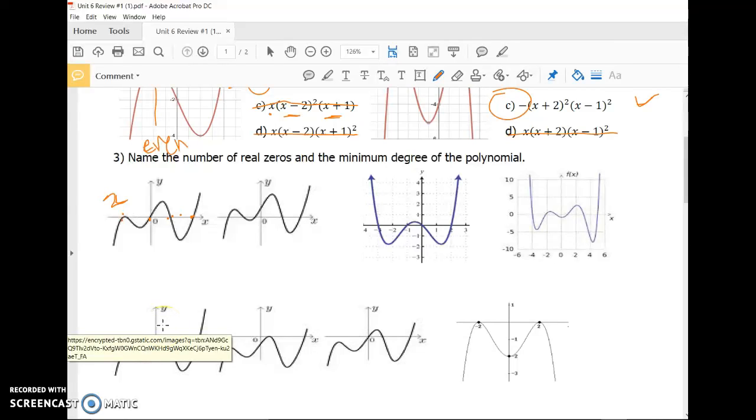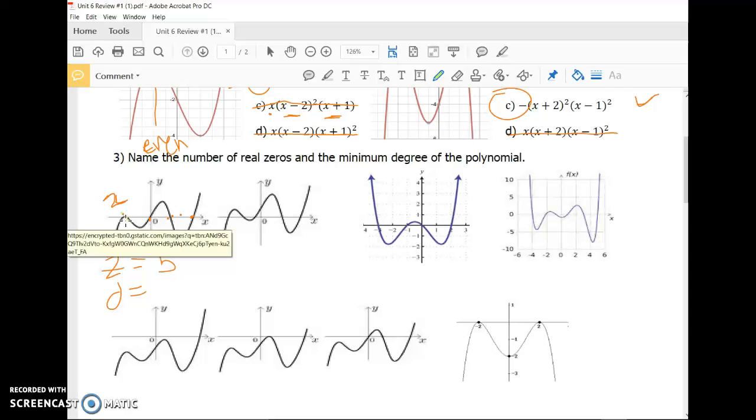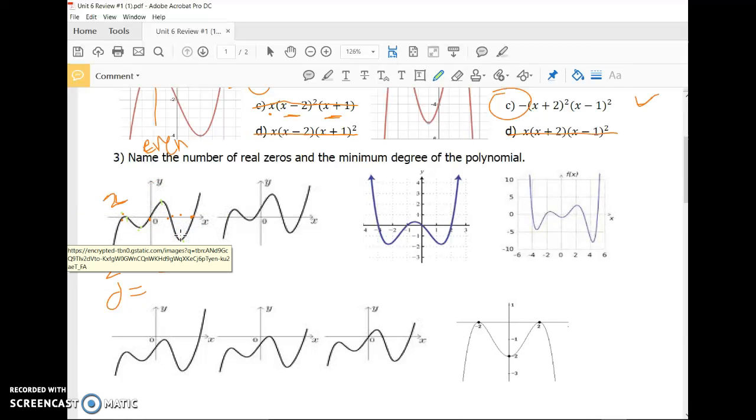So we have 1, 2, 3, 4, 5 zeros. So we have 5 zeros. And then our degree is how many highs and lows this thing has. So if we look at the highs and lows, it has 1, 2, 3, 4. And then you take the highs and lows, which is 4, and then we add 1. So this has a degree 5. Okay?